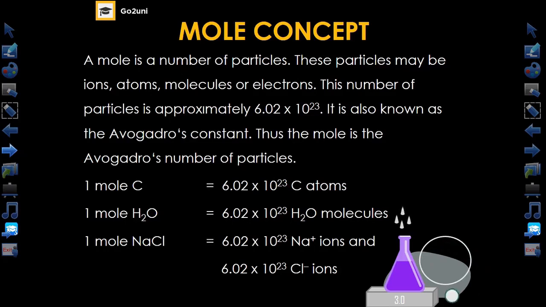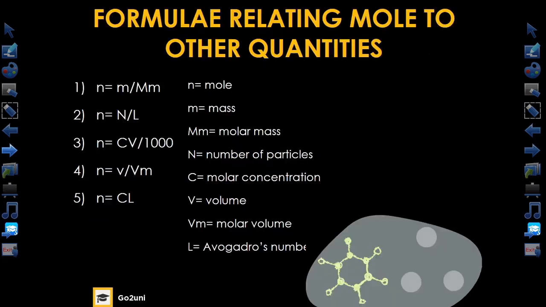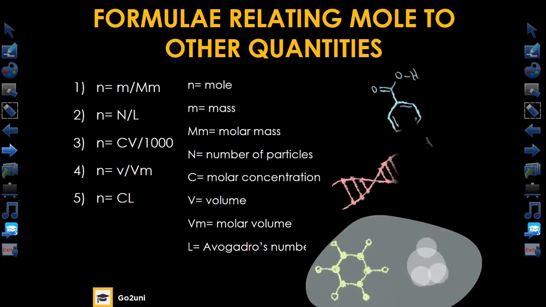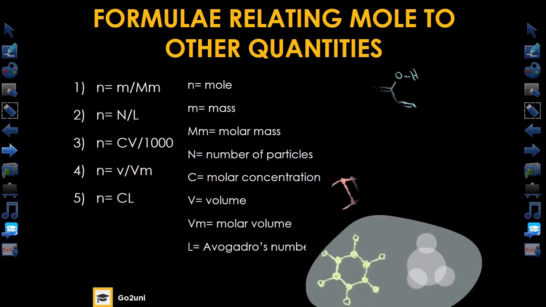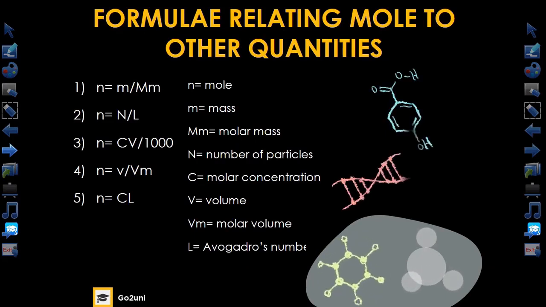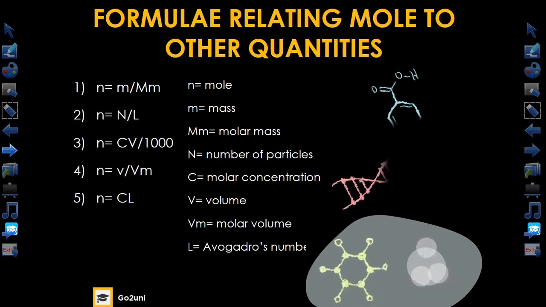These particles may be ions, atoms, molecules, or even electrons. So we have said it is called Avogadro's number or Avogadro's constant. Now, talking about stoichiometry, we are going to be looking at some formulae that are of utmost importance to discussing stoichiometry. And these formulae make use of the relationship between mole and other parameters.